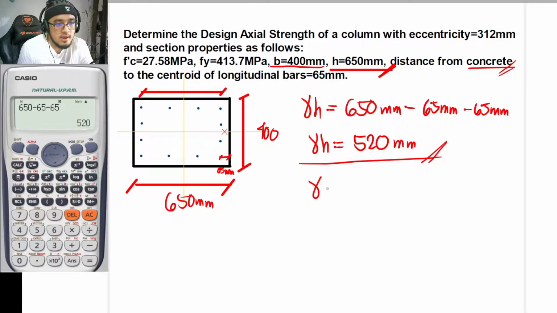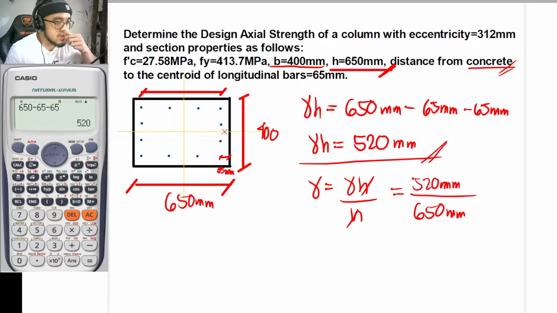But take note, guys, that this is to be your gamma h. So gamma is now to be equal to gamma h divided by h, for h to cancel out. So with that, guys, your gamma is now to be equal to 520 mm divided by what is to be the value for your h? 650 mm.